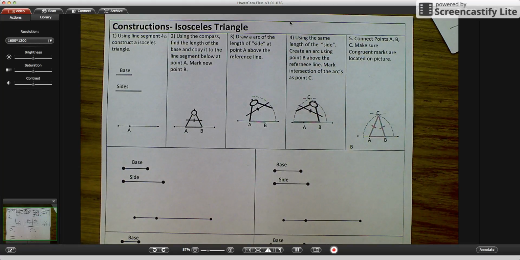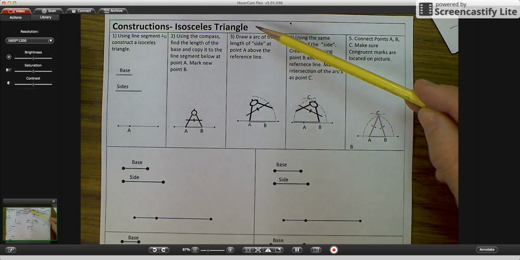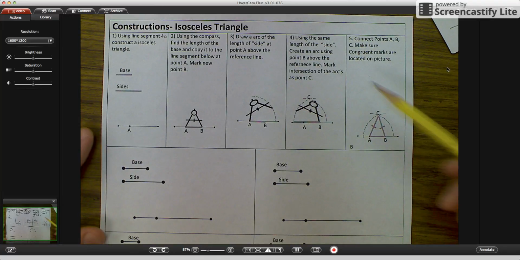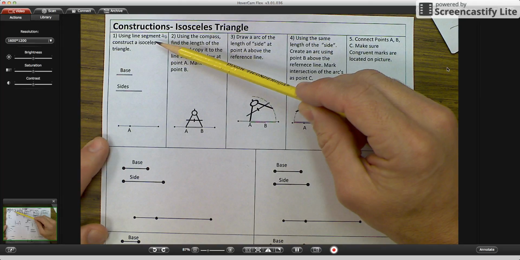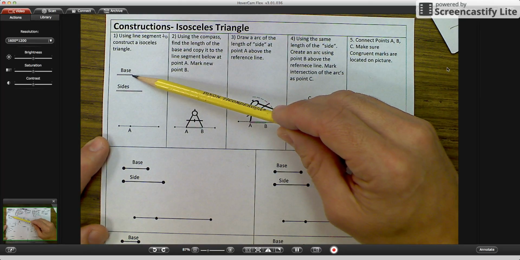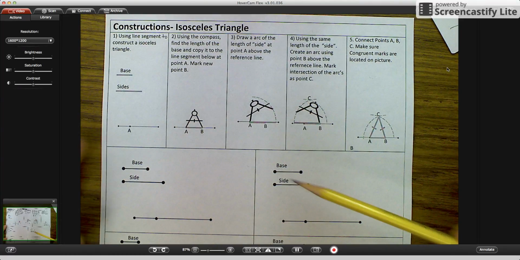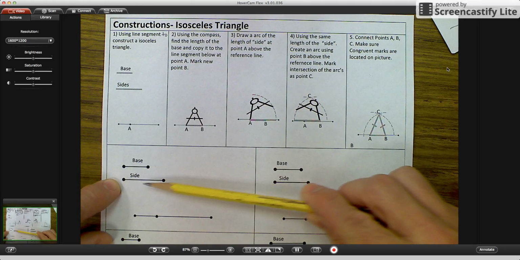Okay, our next construction is the construction of an isosceles triangle. Please remember that an isosceles triangle is a triangle with two congruent sides and a base. So, using line segments to construct an isosceles triangle, we have our base length here, we have our side length here, okay? And as you look at our example, down here we have our base and our side.